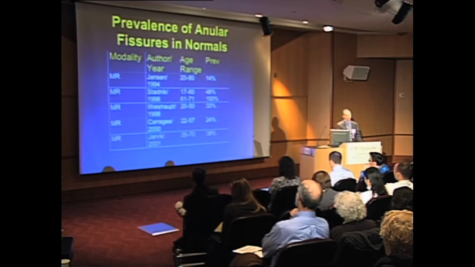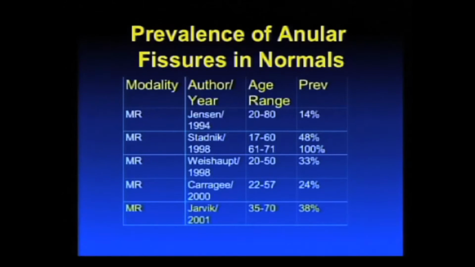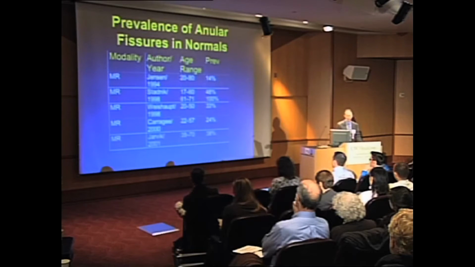How about annular fissures, which we've talked about? We realized that we're quite sensitive with MR at identifying them; discography is another way of identifying annular fissures. These are quite common also in people without low back pain. Depending on what series that you look at, around a quarter to a third to even more of patients without low back pain have annular fissures.